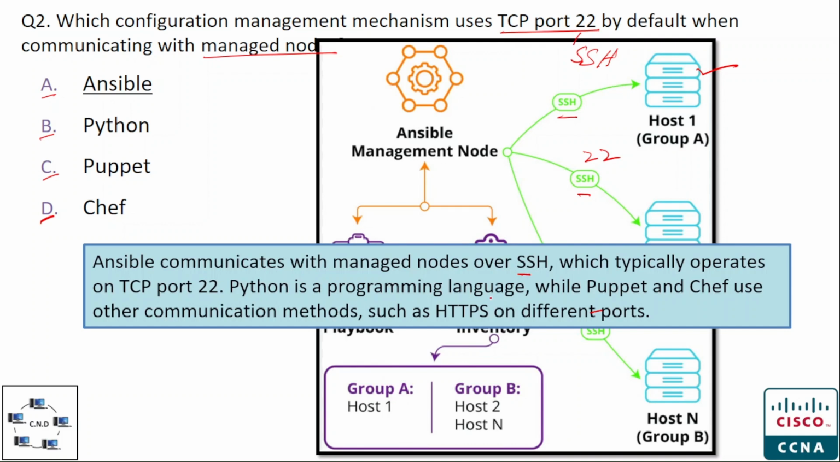Python is a programming language, while Puppet and Chef use other communication methods such as HTTPS on different ports. The default port for HTTPS is 443. Python, you all know, is a programming language. Puppet and Chef are also configuration management mechanisms, but they use HTTPS, not SSH.